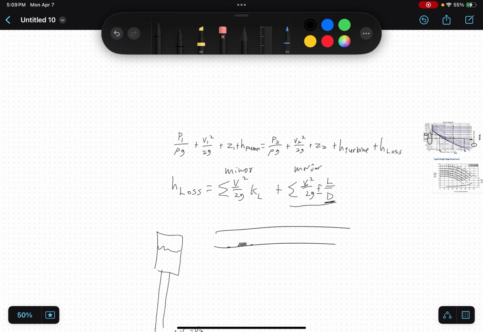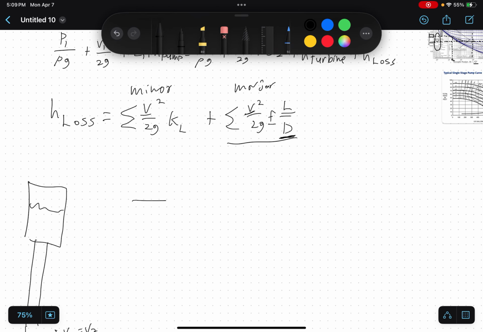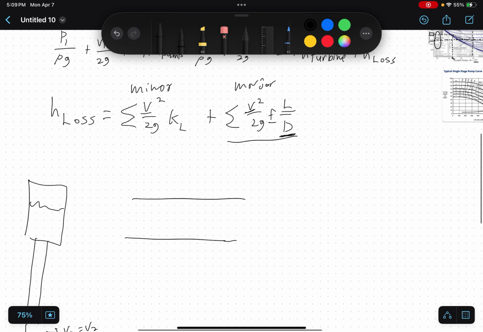So I guess as a quick example, let's say you have a pipe and then it expands.